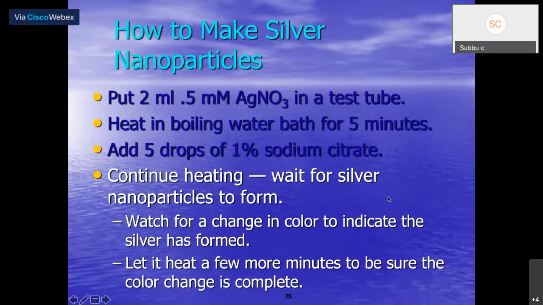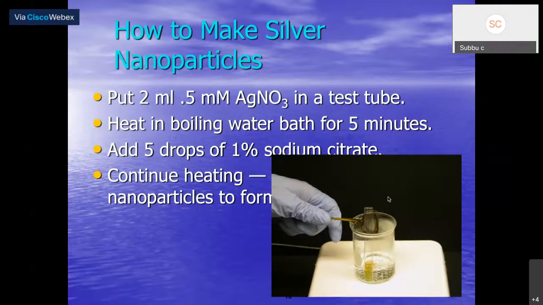So you just wait for a minute. Then you see the color formation. That actually tells you that silver is reduced to silver zero. Then you leave it for some period of time, and it forms.